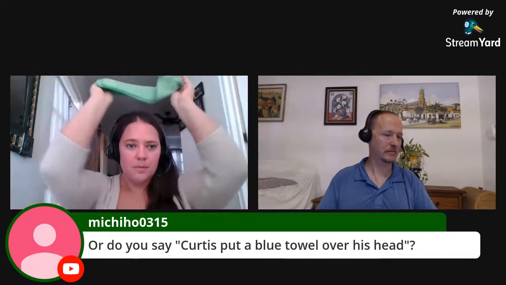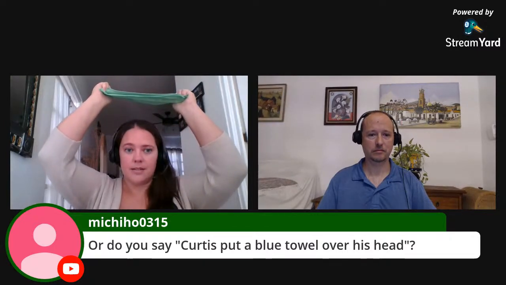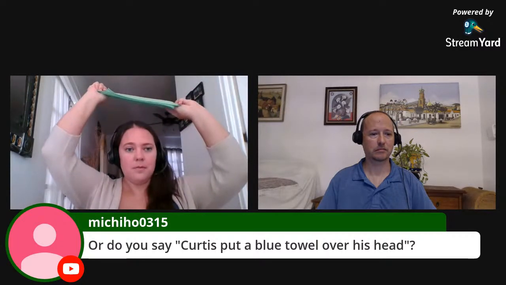So for this one, if we put it over the head, it can mean like this, okay? But it could also mean like this, okay? So it's over, meaning I'm under the towel, and it's over. So this can mean above or over. It's a little bit flexible sometimes with these phrasal verbs. Okay. Perfect. It seems like you guys got it.